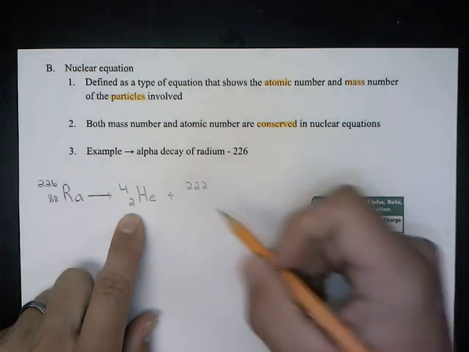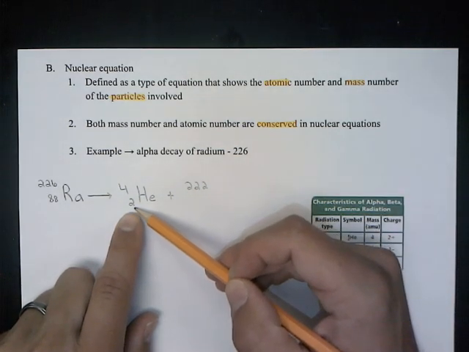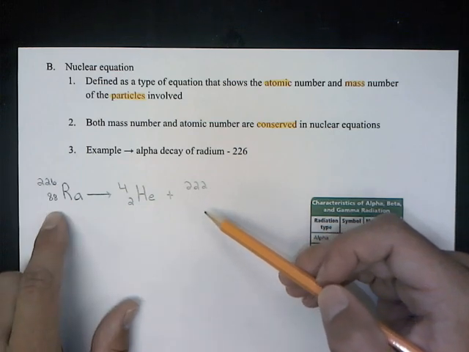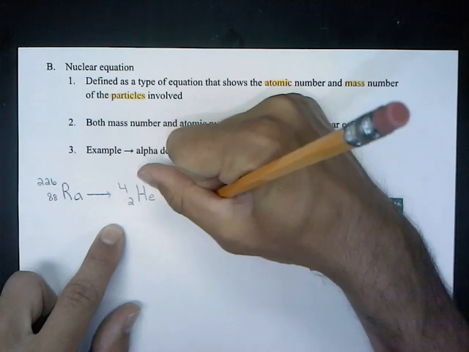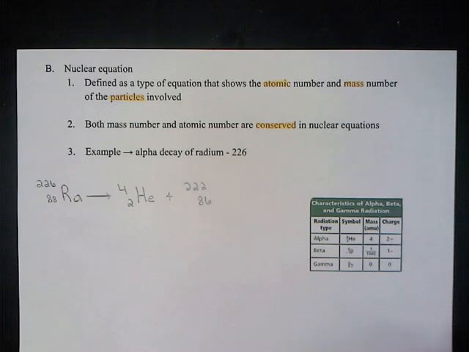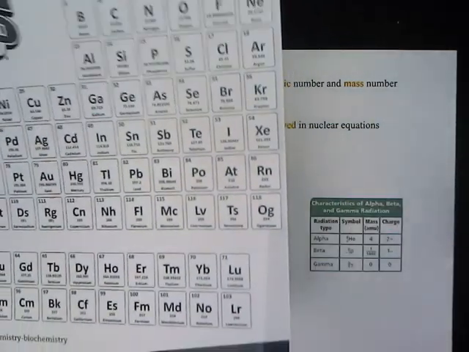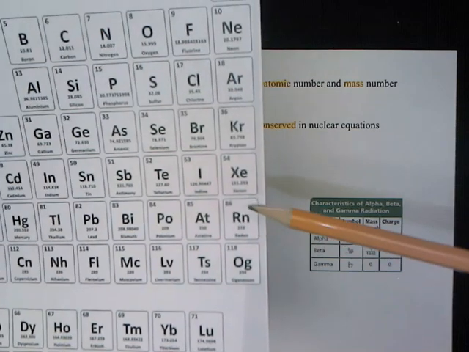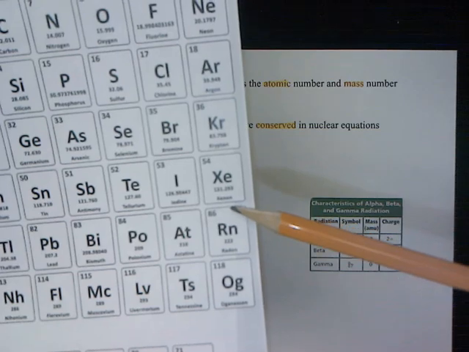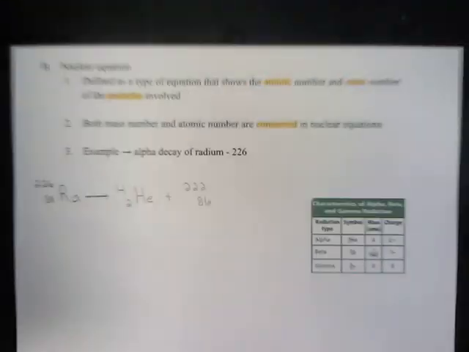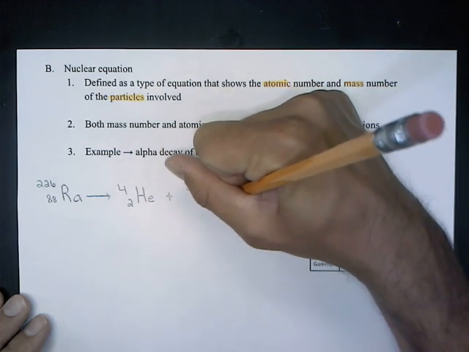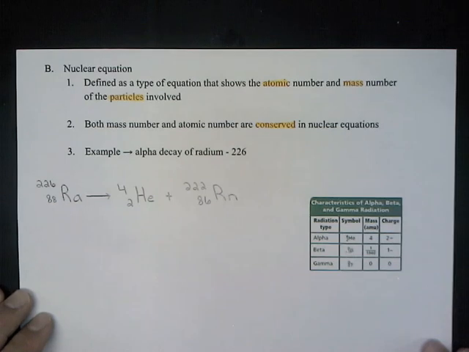We do the same exact idea for the atomic number. So we have an atomic number of 2. 2 plus a number equals 88. Well, 2 plus 86 equals our new atomic number. This is very helpful because we turn to the periodic table and say, okay, the element with the atomic number 86 is shown here as Rn, and that stands for radon. And so we would write Rn, and now we have completed our nuclear equation.